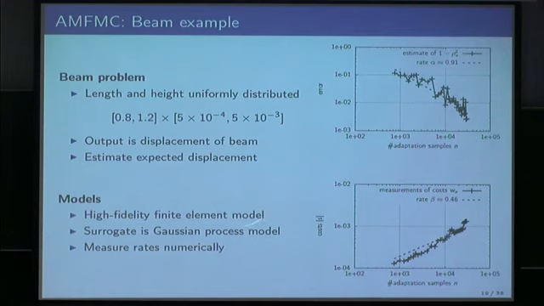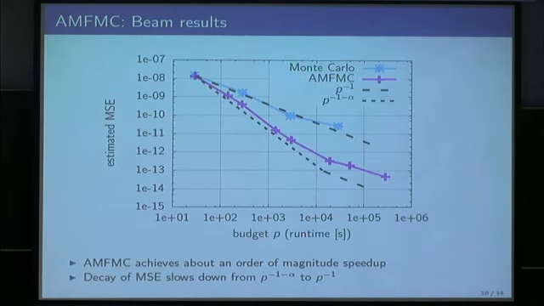Now the high fidelity model for this problem is available in the literature, and I'm happy to share the reference. We use again a Gaussian process model as our surrogate model and estimate the rate alpha and the rate beta in a hands-on approach numerically. And these are the results that we obtain in terms of runtime. Again, the budget p versus the estimated mean squared error over a couple of runs. We see here the standard Monte Carlo with the rate p^-1, and we see here this AMFMC approach.